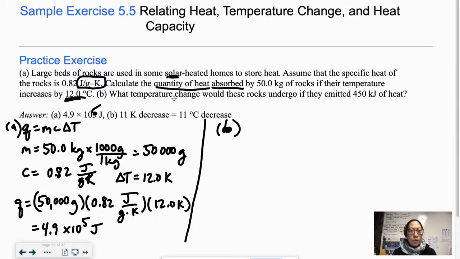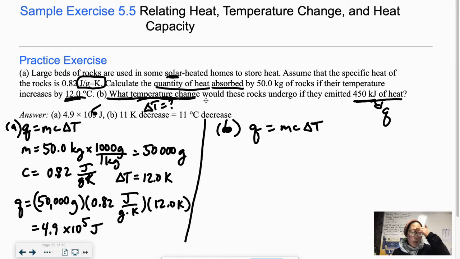In part B, it says, what temperature change would these rocks undergo if they emitted this much heat? I like to underline things and label, so that's my Q. And what temperature change? That's a big clue that my delta T is my unknown here. I'm going to use Q equals MCΔT again. This time, I need to solve for my delta T, because we want to find the delta T. So delta T is equal to Q over MC.